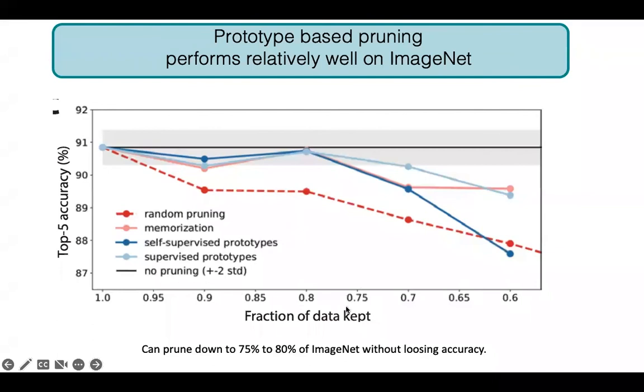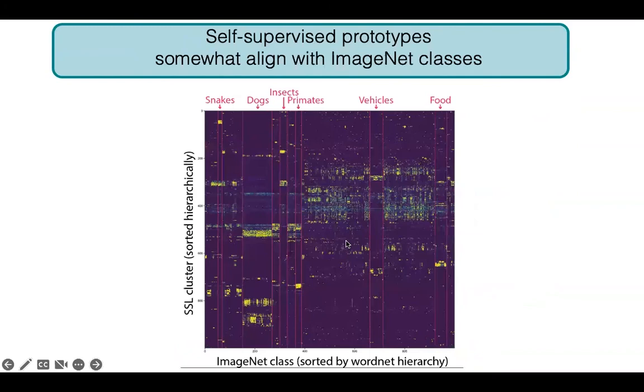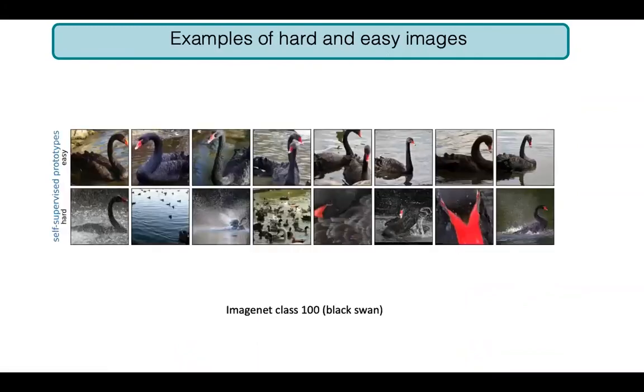So I believe this is the state of the art for how much you can prune ImageNet at the moment. Okay, we computed the Pearson correlation coefficient between all of these metrics. There are some metrics that are somewhat different from the rest. Now you might ask, what do the data look like, right? So we took just three ImageNet classes, class 100, 200, 300, just so we're not cherry picking.